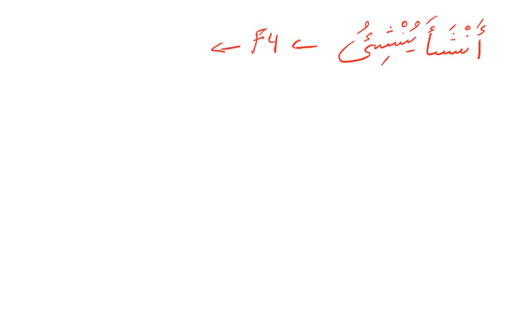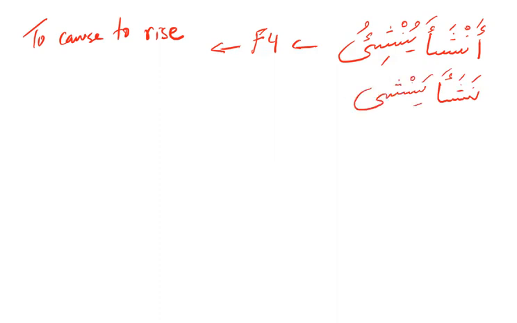And the family 4 meaning is to cause to rise. And nasha'a, yansha'u, is to rise. This is family 1, right? This is family 1. Sure.